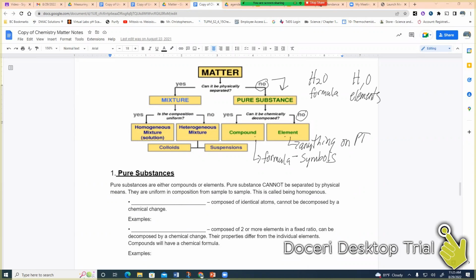Now, if we go to the other side of the flow chart, it says, can it physically be separated? We say yes. Then it is called a mixture. After we decide it's a mixture, is the composition uniform? So that means, is the composition the same throughout? If it is, then it's going to be a homogeneous mixture, also called a solution. Those two are interchangeable. Solution is equal to a homogeneous mixture.